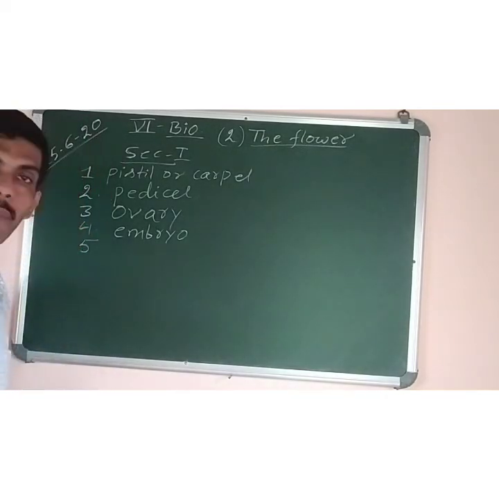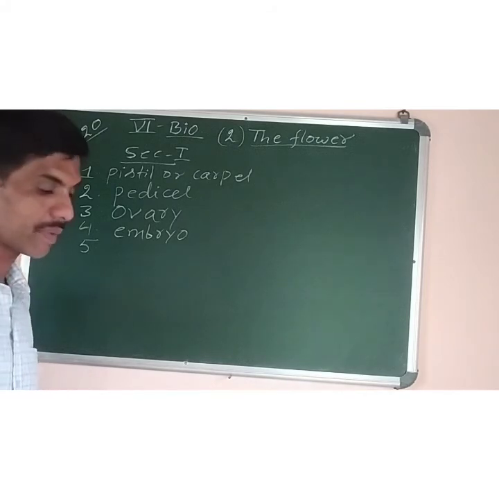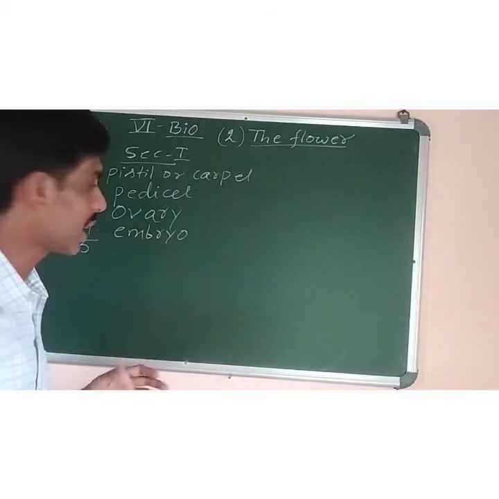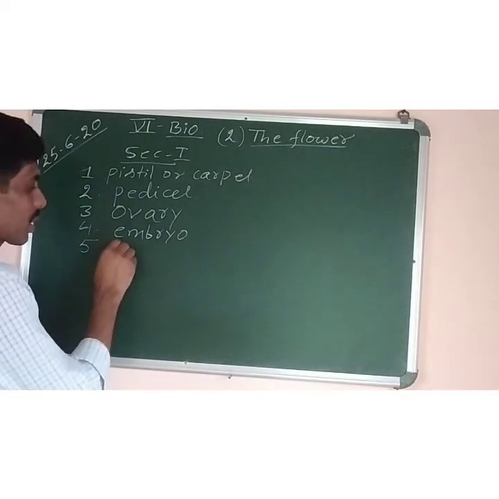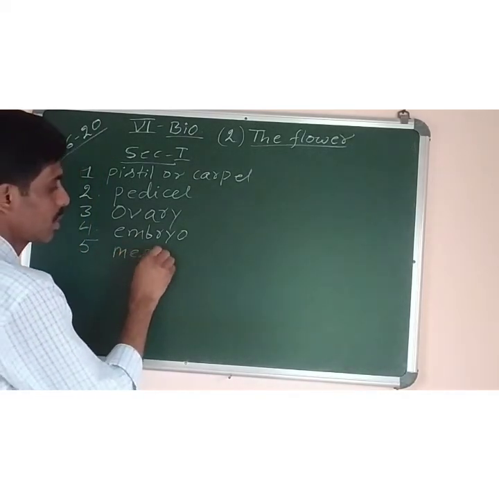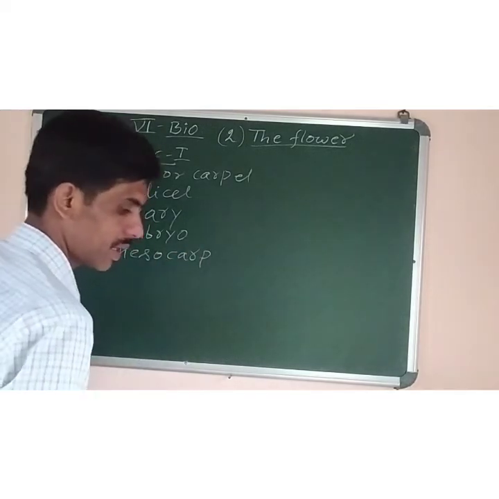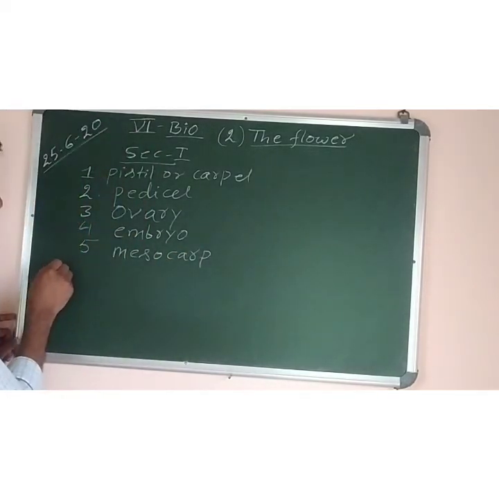And the last one is the middle pulpy layer of the fruit, the one which is the edible part, like in mango also. The middle layer is known as mesocarp. M-E-S-O-C-A-R-P, mesocarp.